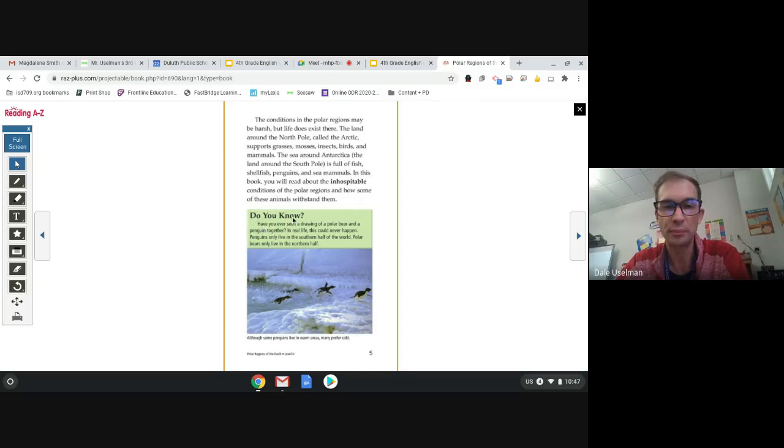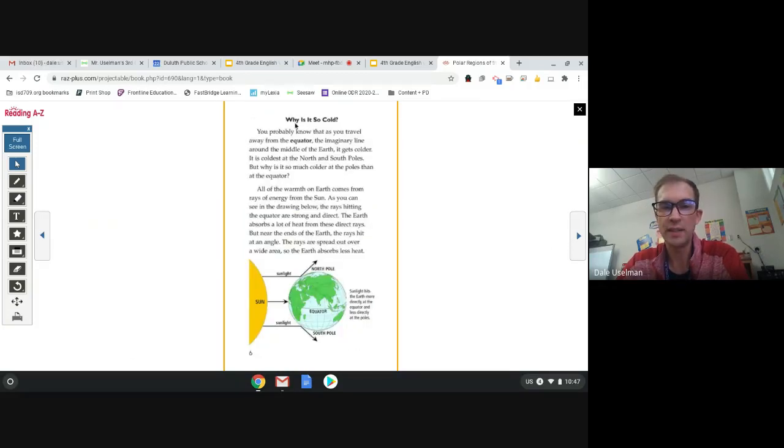Have you ever seen a drawing of a polar bear and a penguin together? In real life, this could never happen. Penguins only live in the southern half of the world. Polar bears only live in the northern half. Although some penguins live in warm areas, many prefer cold. Chapter 2. Why is it so cold? My reader brain is thinking, maybe I'm going to find out the answer as to why it's so cold in the polar regions.